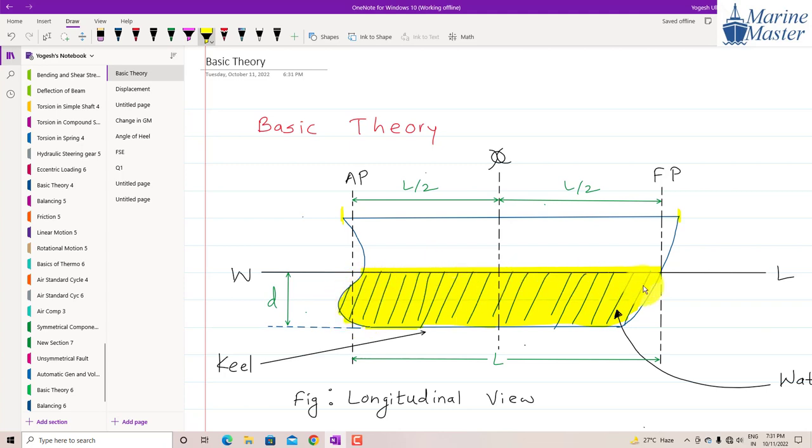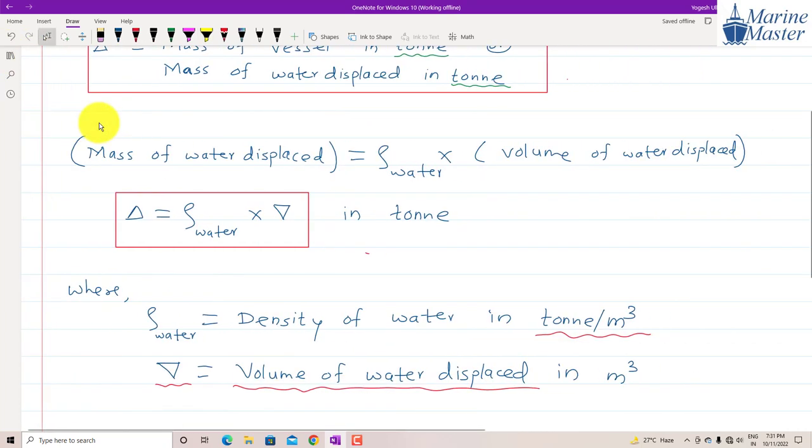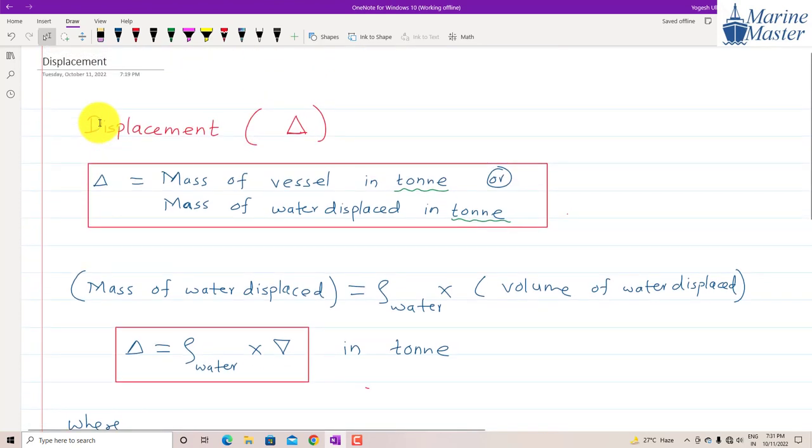Observe the scenario here. Very simple discussion, not that difficult. So the portion that I have highlighted in yellow is water displaced, guys. Now we try to understand the meaning of displacement. So what is the meaning of displacement, guys?